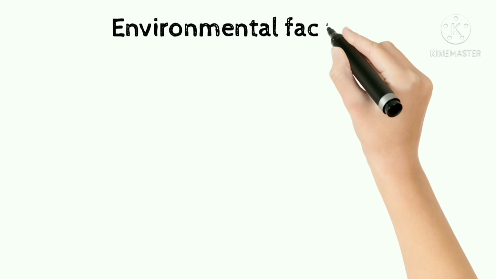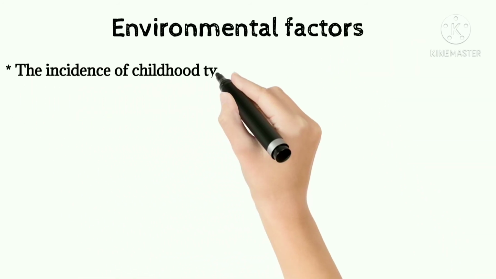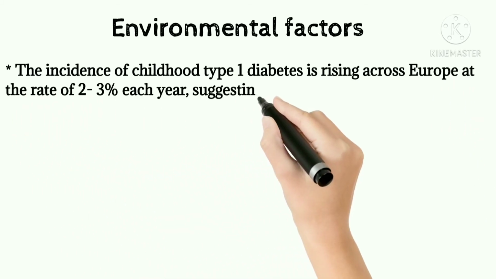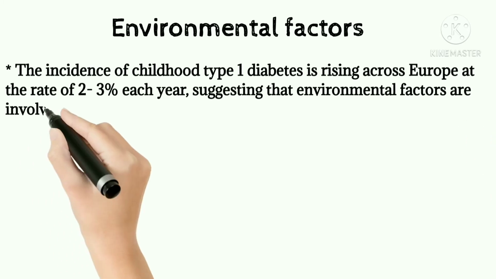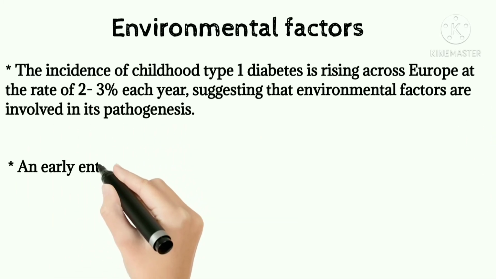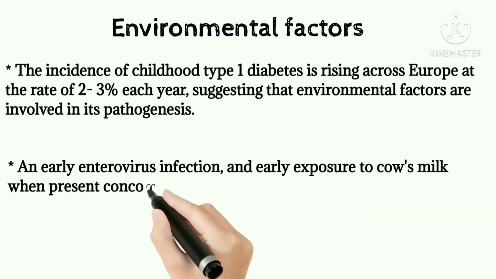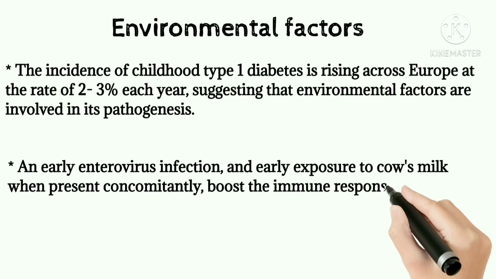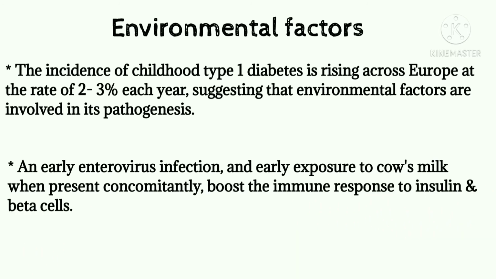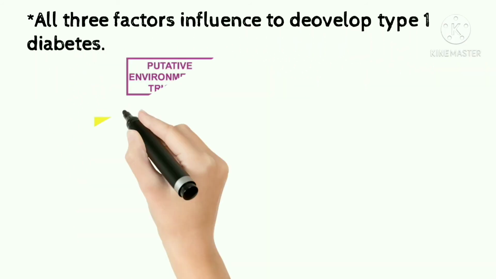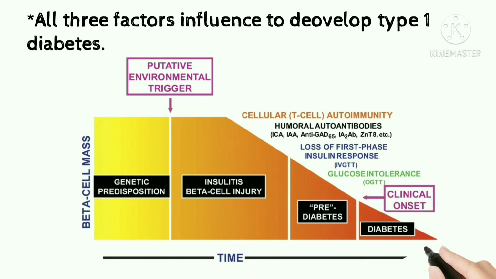Third is environmental factors. The incidence of childhood type 1 diabetes is rising across Europe at the rate of 2 to 3% each year, suggesting that environmental factors are involved in its pathogenesis. An early enterovirus infection, and early exposure to cow's milk when present concomitantly, boost the immune response to insulin and beta cells. All three factors influence the development of type 1 diabetes. Go through this diagram, you can clearly understand the progress of hyperglycemia that can lead to type 1 diabetes mellitus.